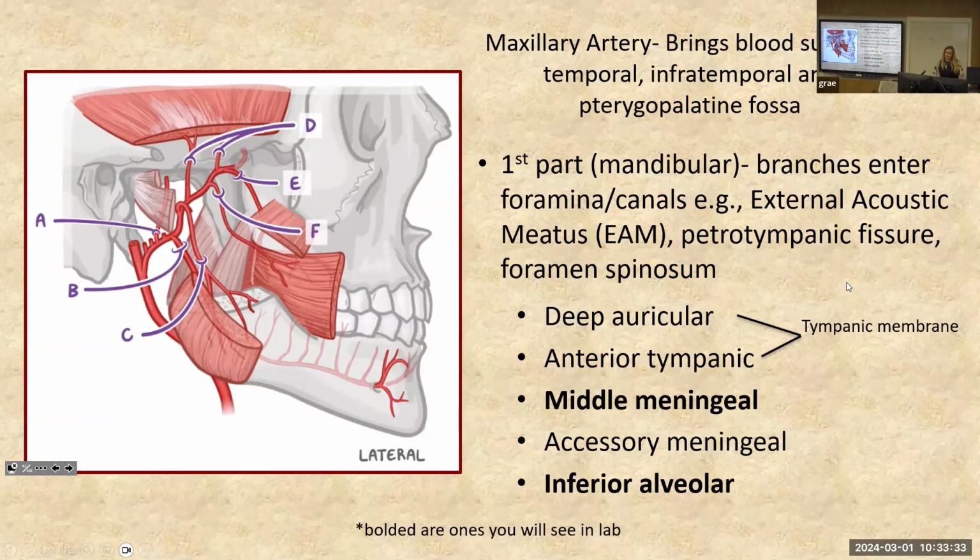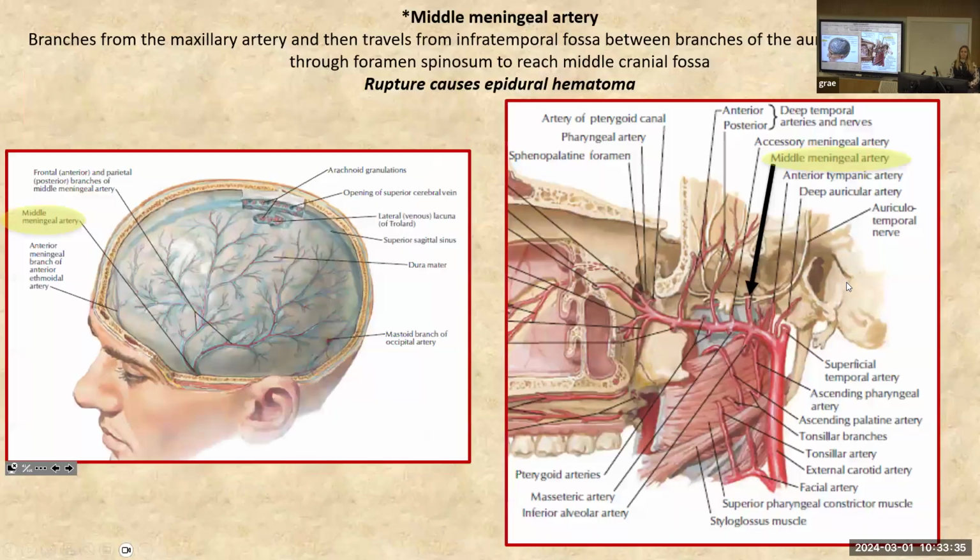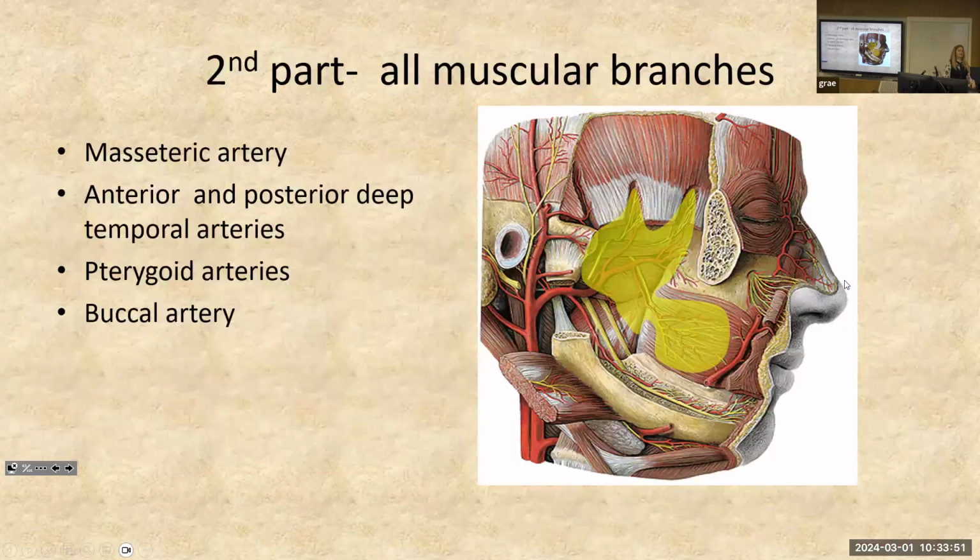So that's great. So we're going to simplify that. This is just to remind you of something that has already been introduced to you about the middle meningeal artery. And then in this picture showing you the middle meningeal artery going through foramen spinosum, and the auriculotemporal nerve straddling. The second part are all muscular branches.